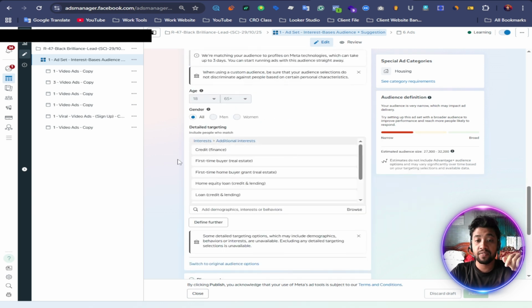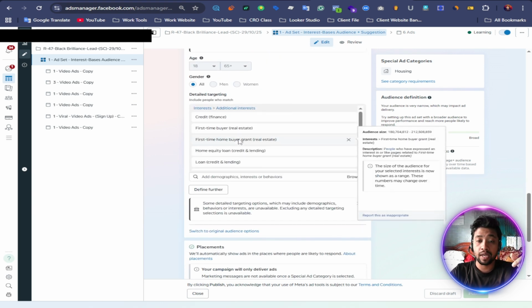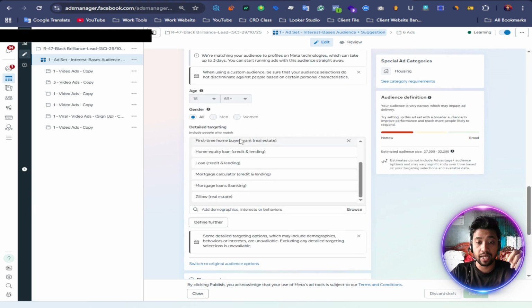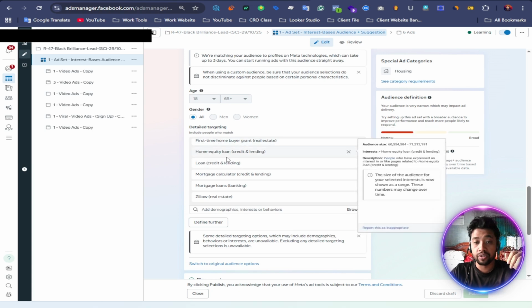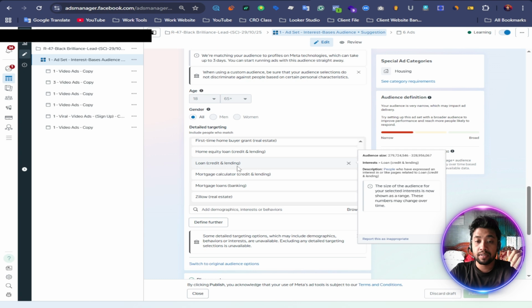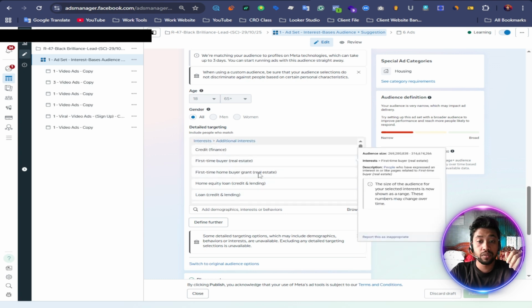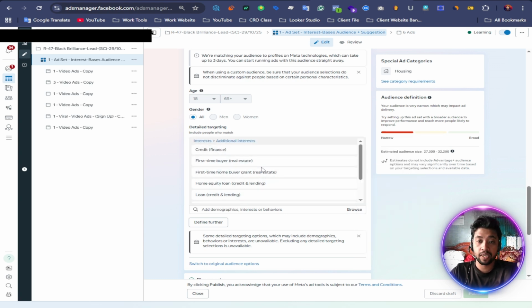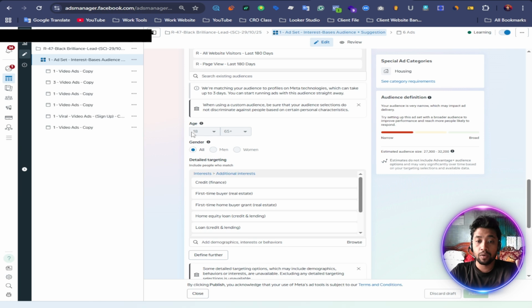And I noted that I also use some keywords like first time home buyers, home equity, home equity loan, mortgage loan, Zillow. This type of interest and this type of demographic I can find in the Meta algorithm. And look at that, you don't change the age or the gender, because that is a Meta special category, and special category has some limitations. So that's why you don't change that.